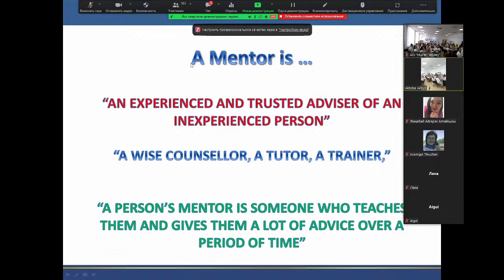A mentor is an experienced and trusted advisor of an inexperienced person. A wise counselor, a tutor, a trainer. A person's mentor is someone who teaches them and gives them a lot of advice over a period of time. So what do you think about this? Take into account your experience. Which of them would you like to have? This. Why not the first? What is wrong about the first? Experience is okay.